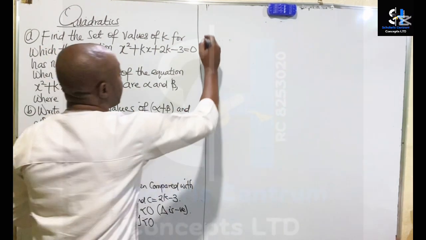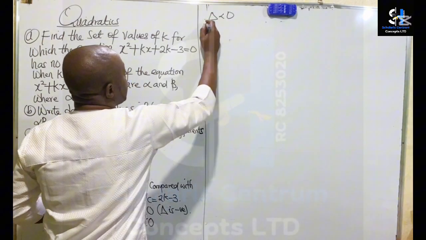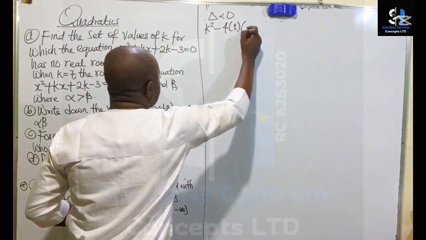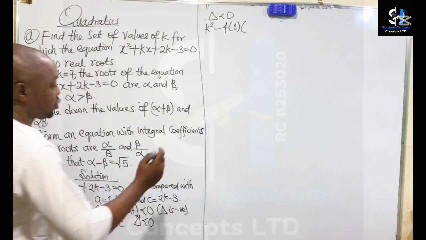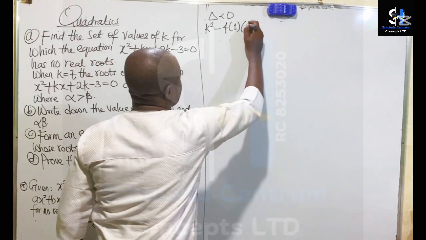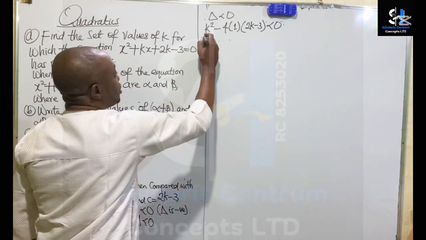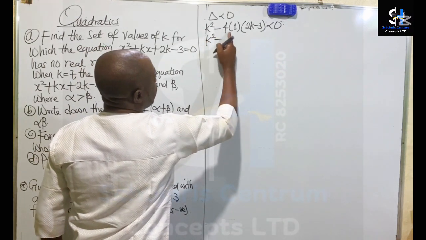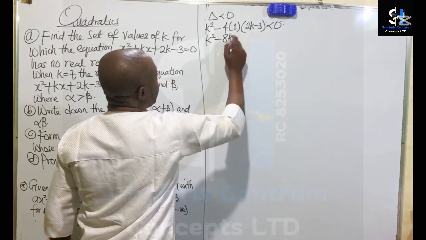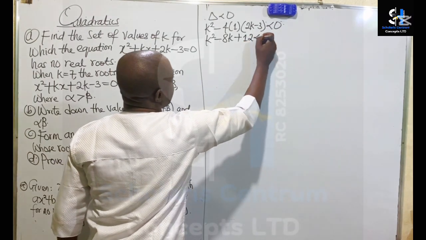So we know that b is k, so we have k squared minus 4 times 1, multiplied by c, which is 2k minus 3, less than 0. So this will be k squared minus 4 times 1 is 4, minus 4 multiplied by 2k, that will be minus 8k, minus 4 multiplied by minus 3, that will be positive 12, less than 0.